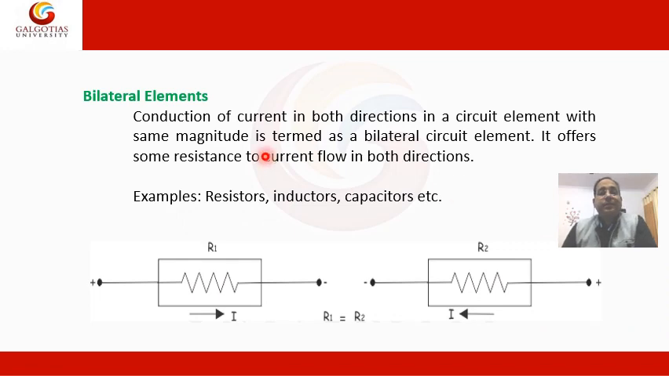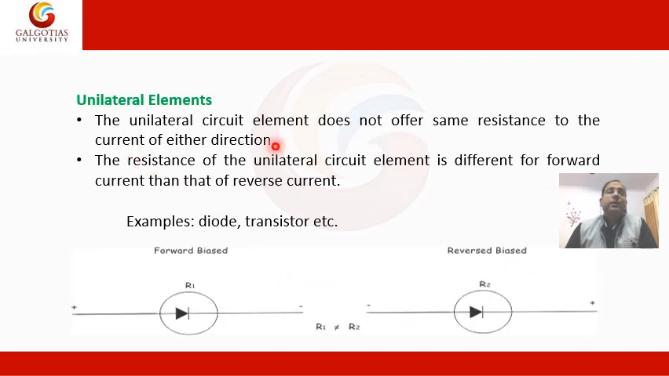Now what is the basic difference between the bilateral element and the unilateral? Bilateral means two, meaning if a current is flowing in both directions in a component, it is called a bilateral element. Just like resistor, capacitor, inductor, these are called bilateral elements. Unilateral means single. If a current is flowing only in one direction, those components are called unilateral.